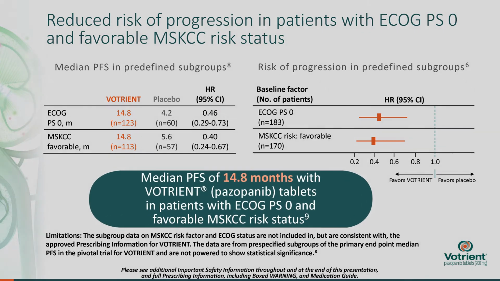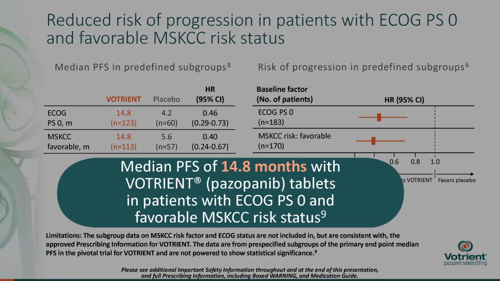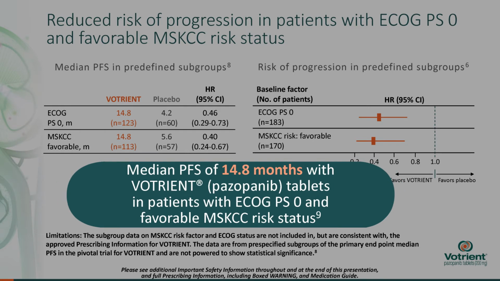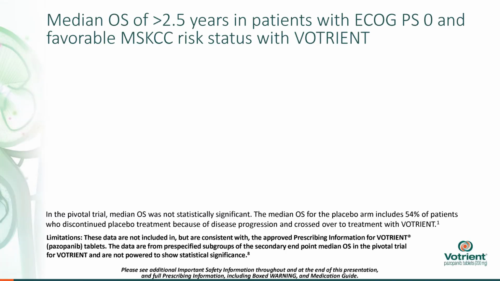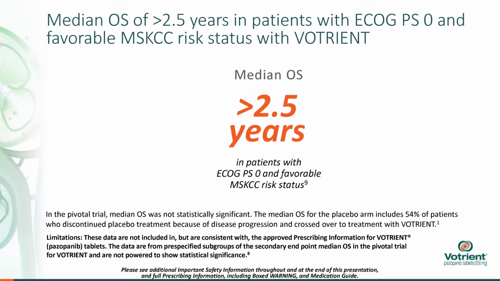Median PFS was 14.8 months for Votrient in both subgroups of patients, as compared to placebo. Median PFS was 4.2 months in patients with ECOG performance status 0 and 5.6 months in patients with favorable MSKCC risk status.